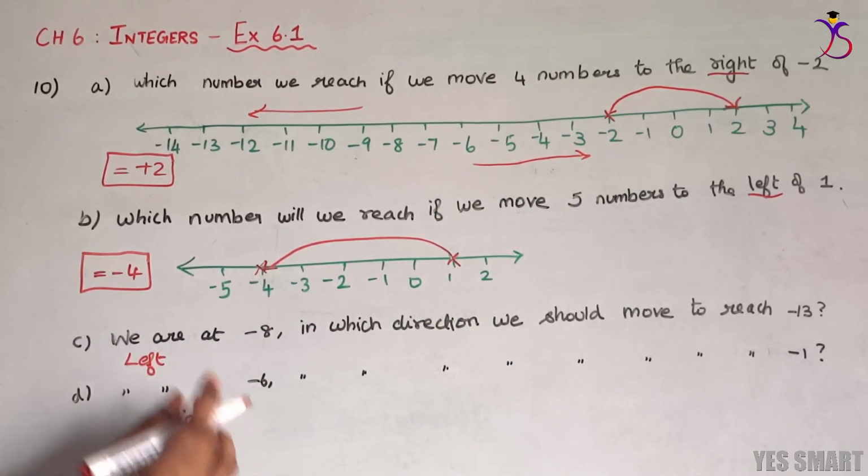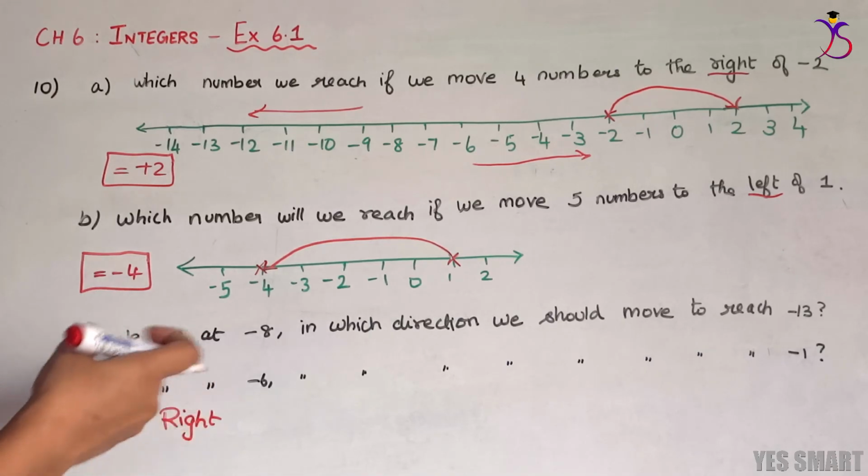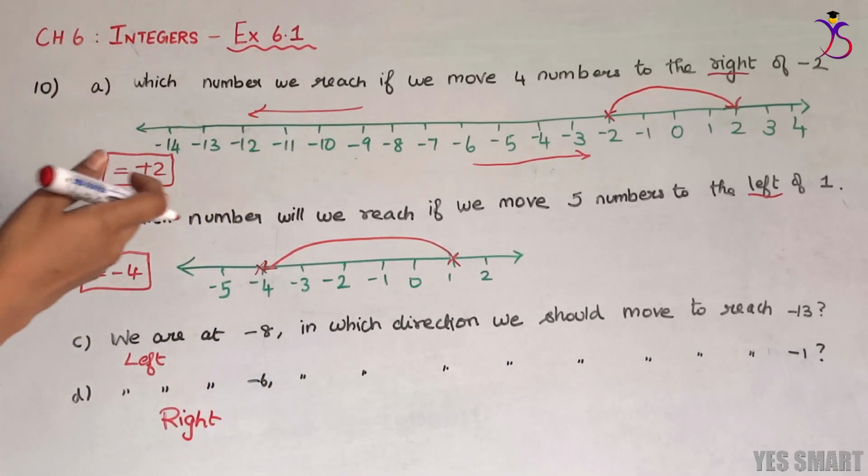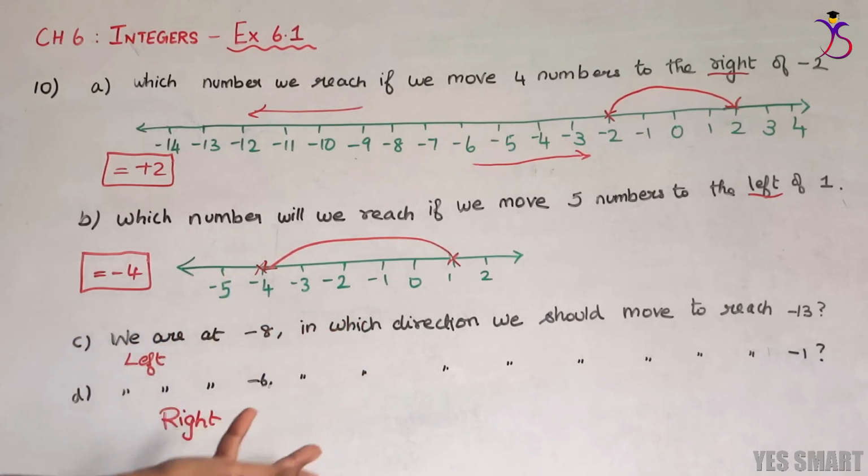So these types of 1 mark questions are very important about the direction in the number line. So we have to practice them well. With this, we are completing exercise 6.1.